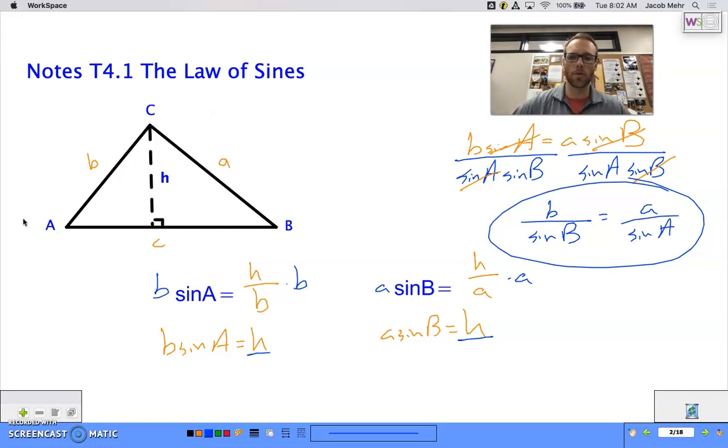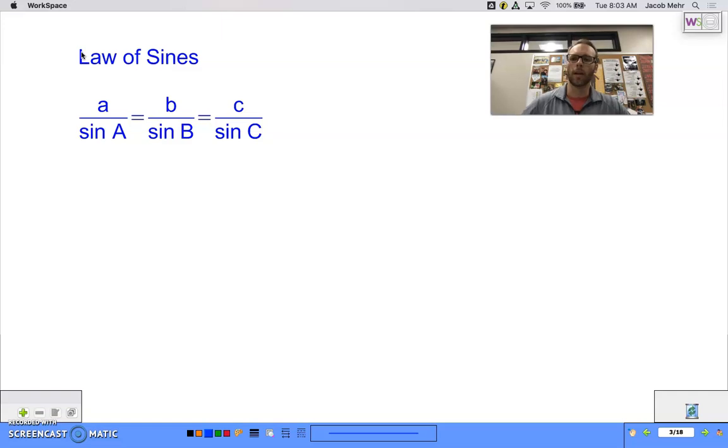If I redrew my triangle and drew in a different altitude, we could end up with a third part of it too. And here's our law of sines: a over the sine of A equals b over the sine of B, which equals c over the sine of C. So let's say I know these three pieces of information. I can find that one. Let's say I knew these three pieces of information. I can find that one.